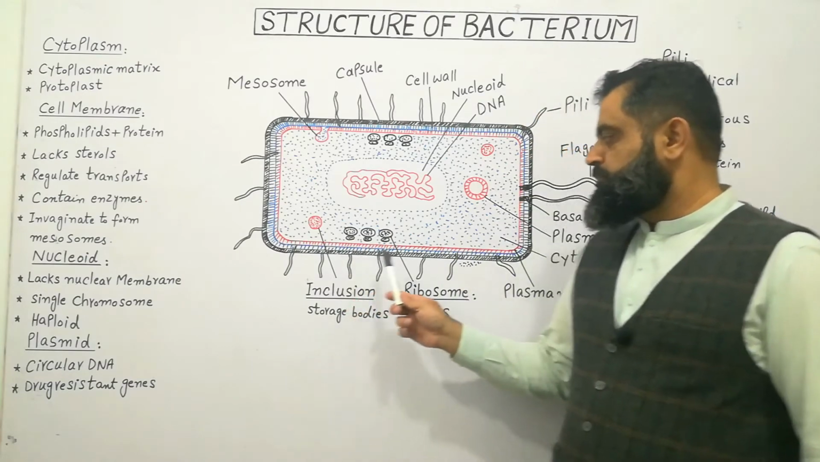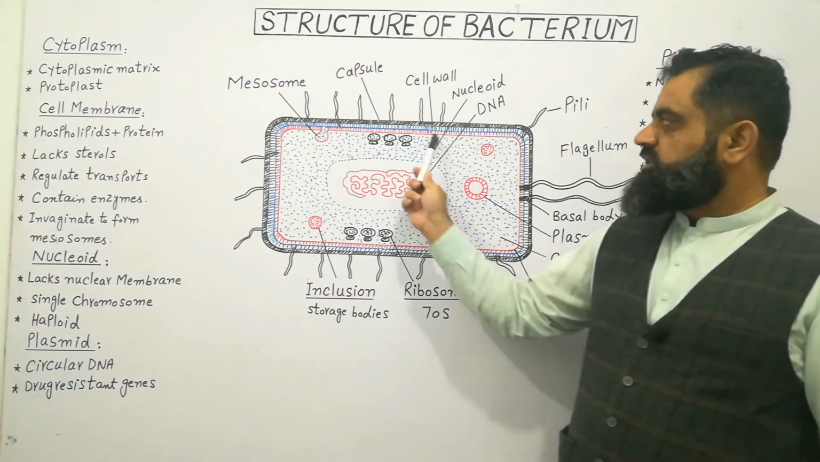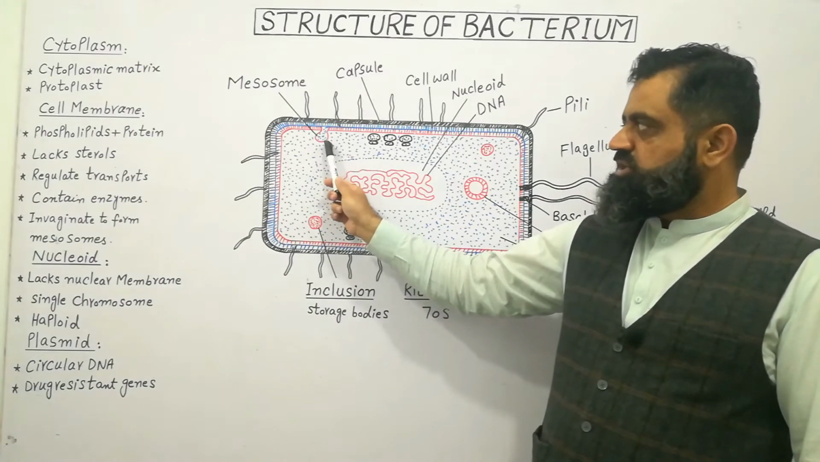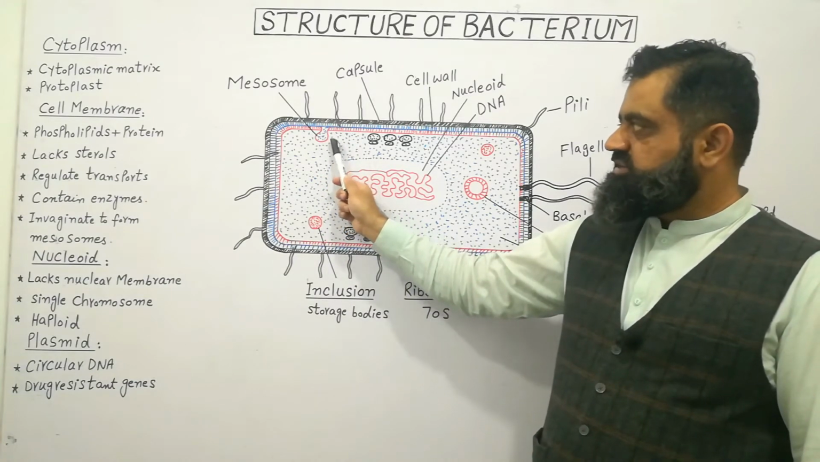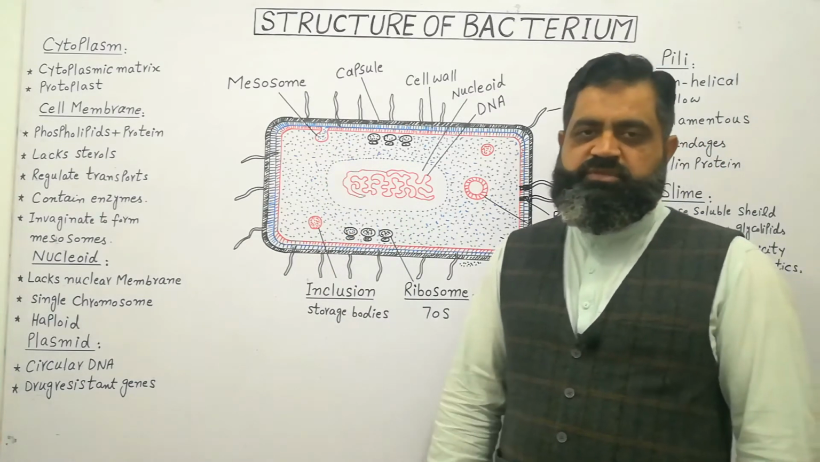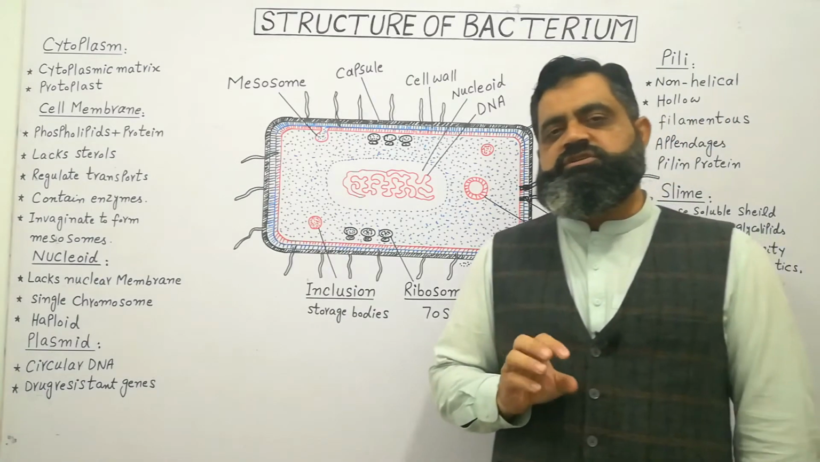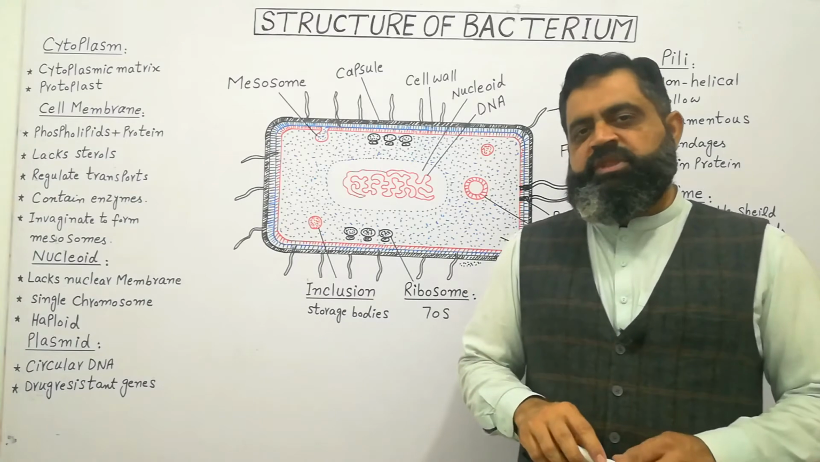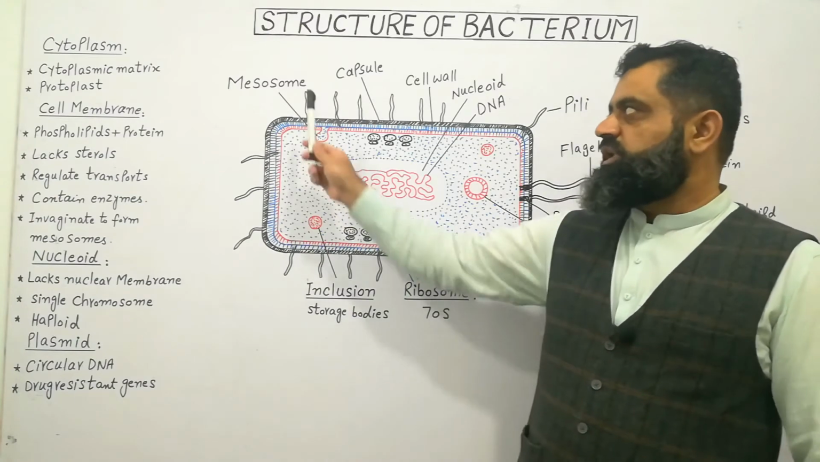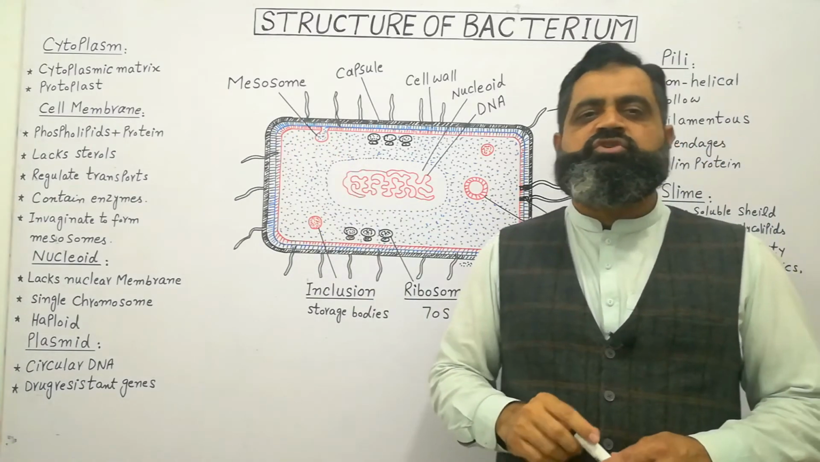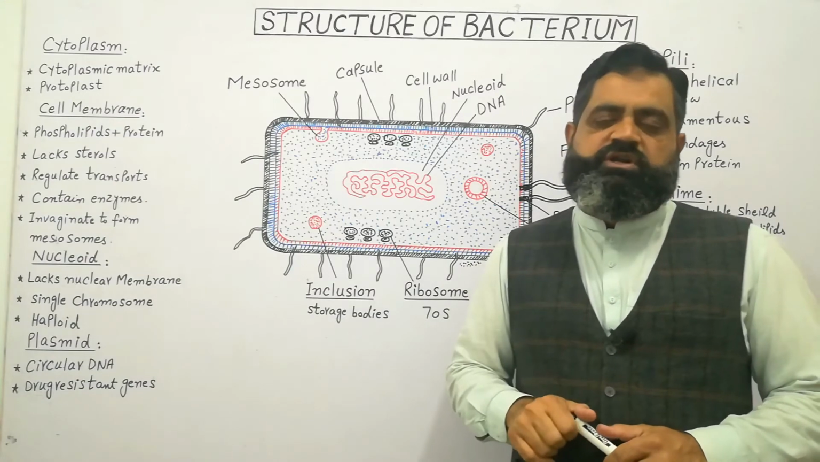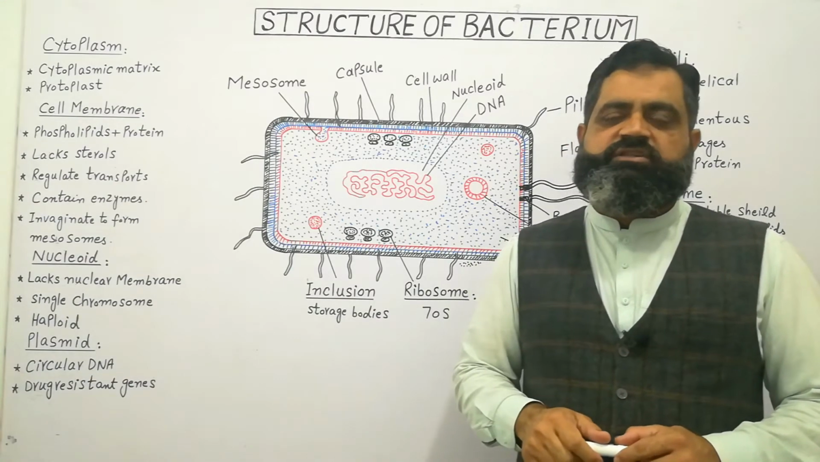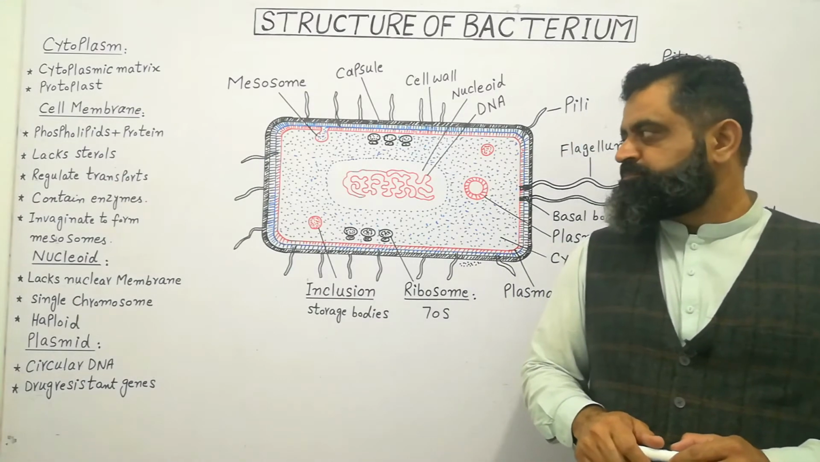But at some points of the cell membrane, there are some invaginations. As you can see here, this plasma membrane has invaginated into the cytoplasm. These invaginations are in the form of vesicles, lamellae or filaments. These invaginations are known as mesosomes. Mesosomes contain certain exocellular enzymes and also some enzymes for respiration.